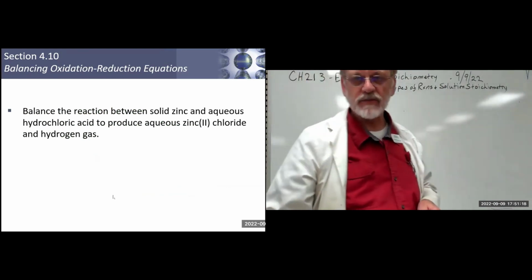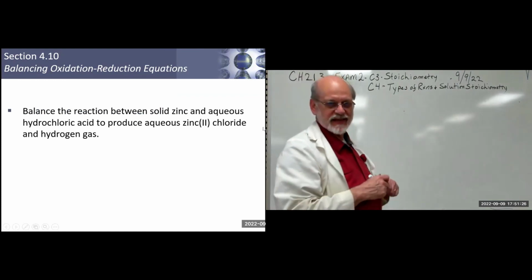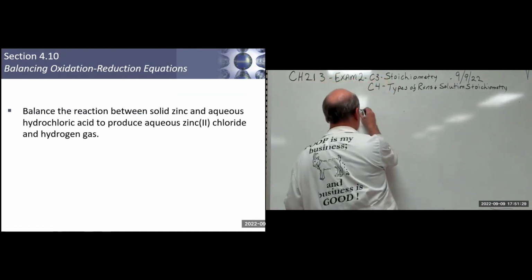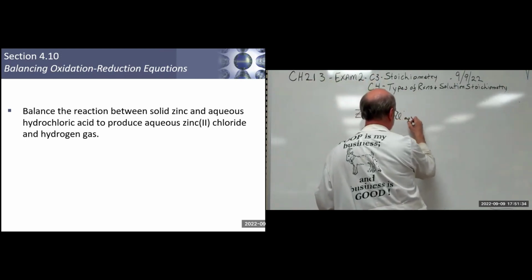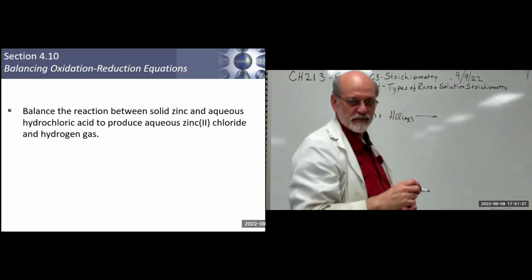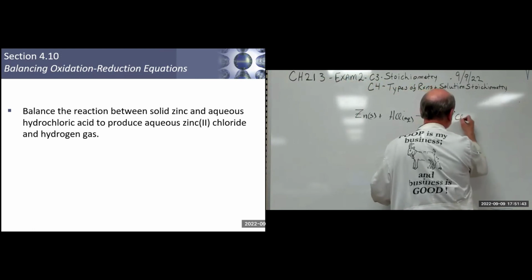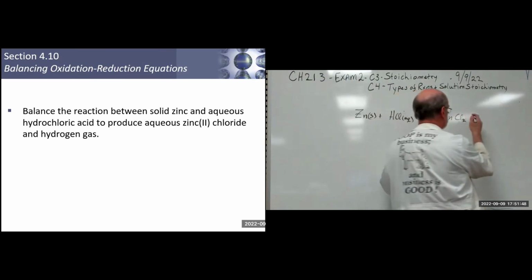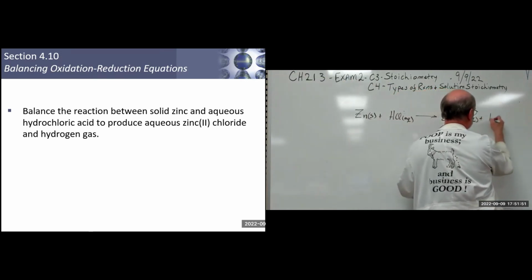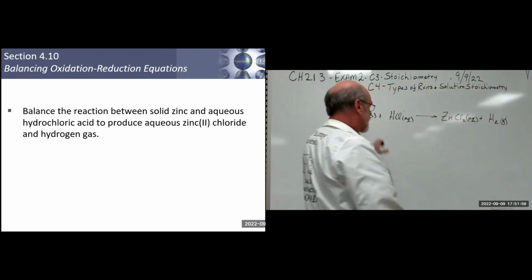So balance the reaction between, let's see, solid zinc and aqueous hydrochloric acid. Solid zinc and aqueous hydrochloric acid. What does it produce? It produces aqueous zinc chloride, ZnCl2. That has to be 2 plus because it said it's zinc 2. And hydrogen gas. Right? You have to know it's diatomic. Okay, so now we need to balance that.